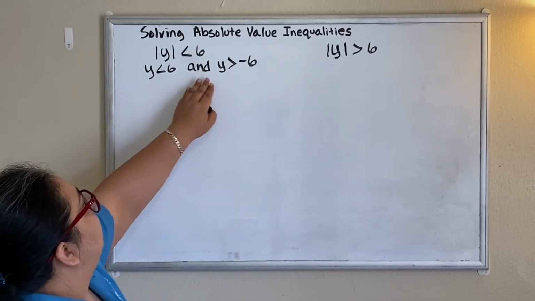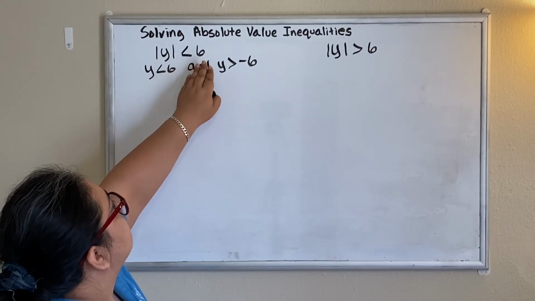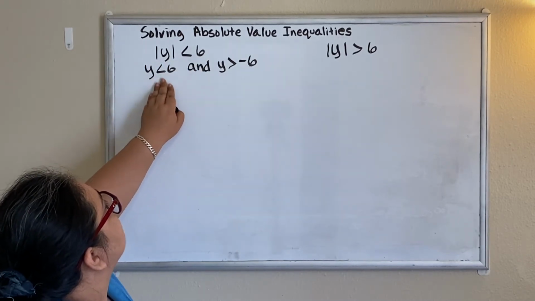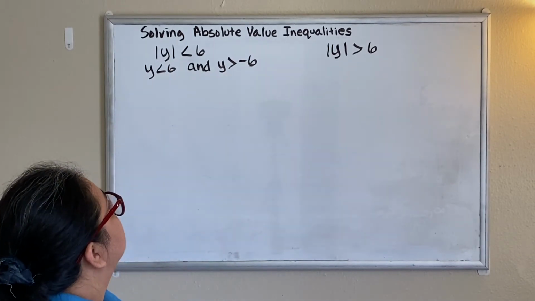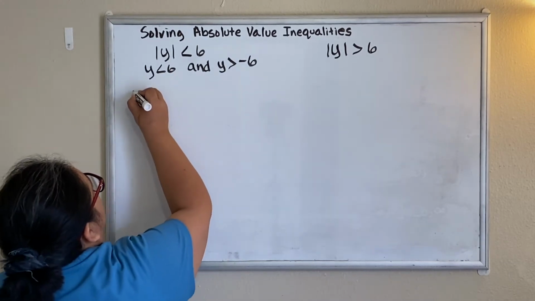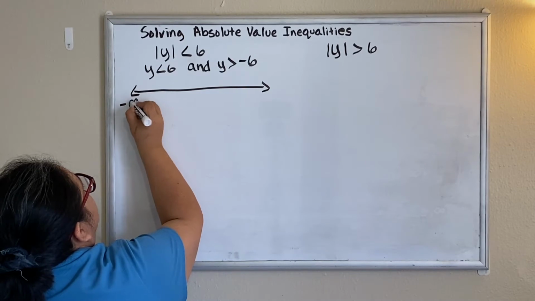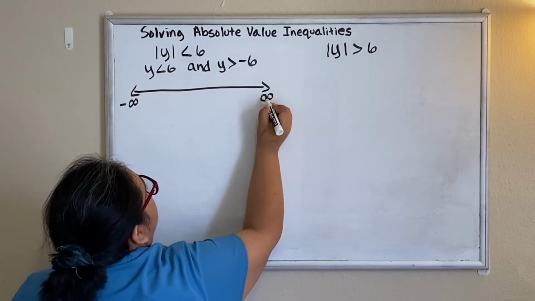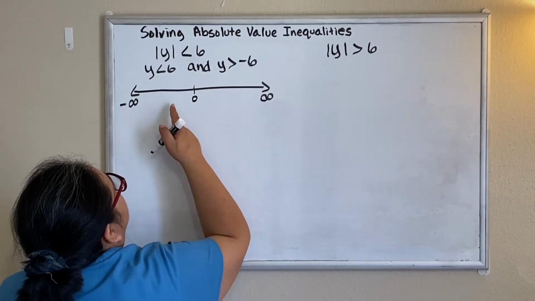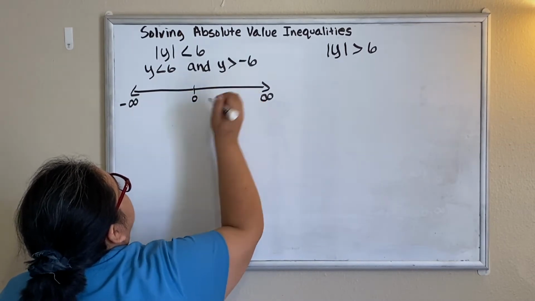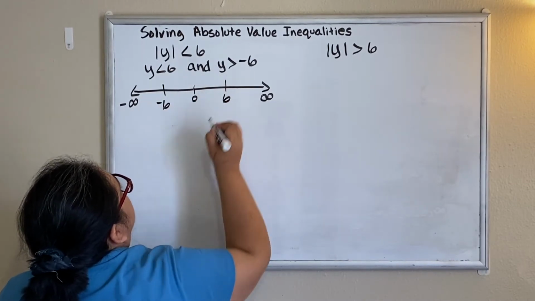So there is my and statement. The absolute value of y is less than 6 means that y is less than 6 and y is greater than -6. So now we can put this on our number line. We're going to put a number line, starting at -infinity over here, +infinity over here, 0 somewhere in the middle, and the first number I'm going to plot is the -6. -6 comes first, and then +6 comes second.